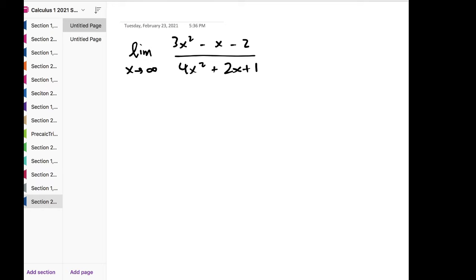Okay, so to start, we have a question from the homework. We have this limit of a rational function, (3x squared minus x minus 2) over (4x squared plus 2x plus 1). So does anyone know how to solve infinite limits of rational functions? We had a method to solve these types of limits. So remember, solving this limit is equivalent to finding the horizontal asymptote.